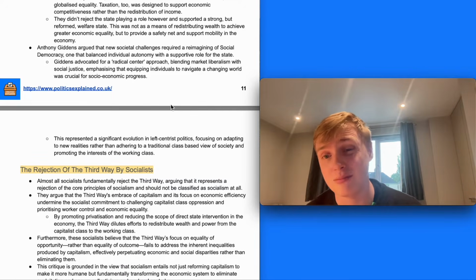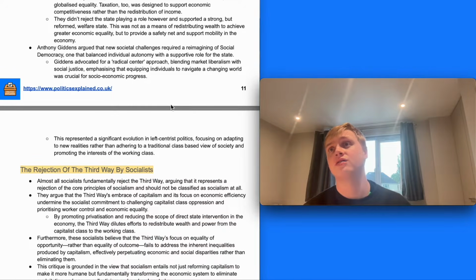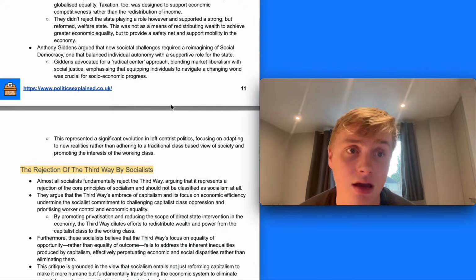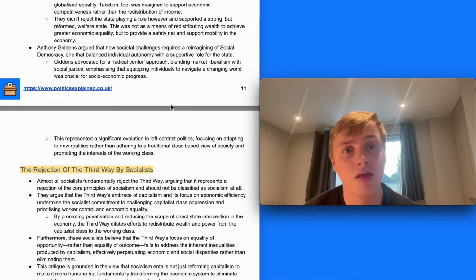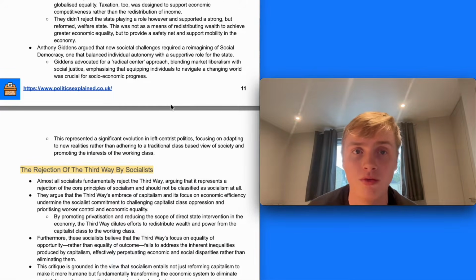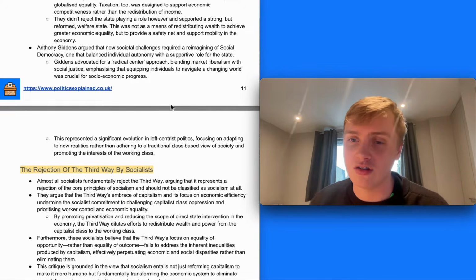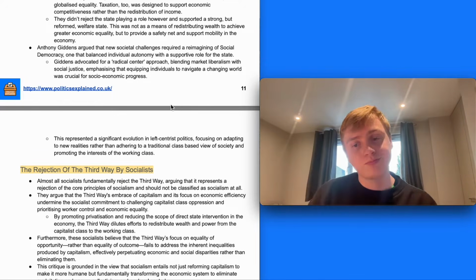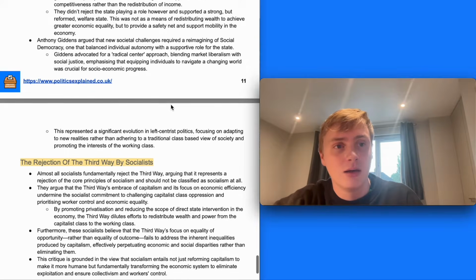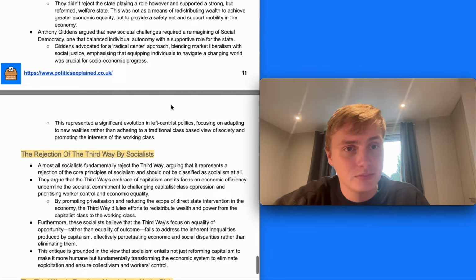He didn't reject the state playing no role at all, though, in the same way that neoliberals or the New Right did. Instead, they supported a strong but reformed welfare state that was aimed to help individuals succeed in the economy, promote social mobility, and provide a safety net, rather than being used to redistribute wealth, though, which social democrats believed in a little bit more.